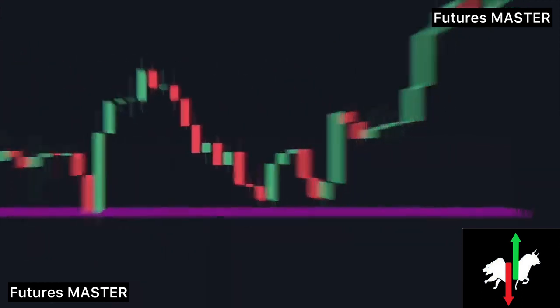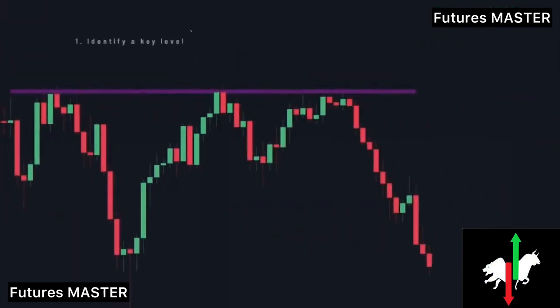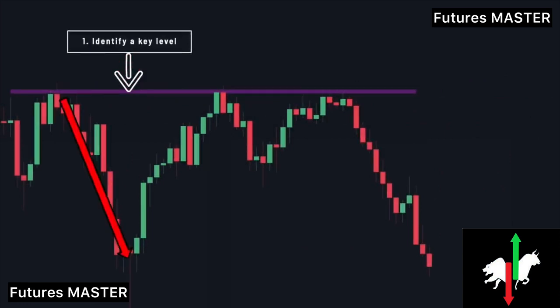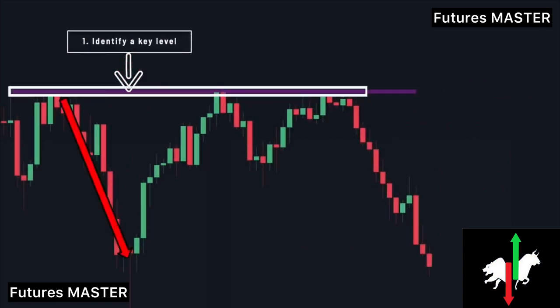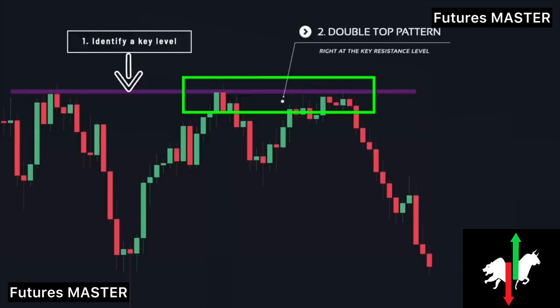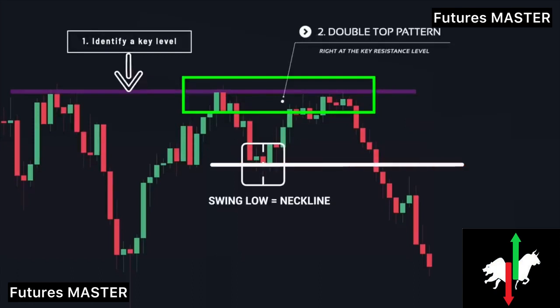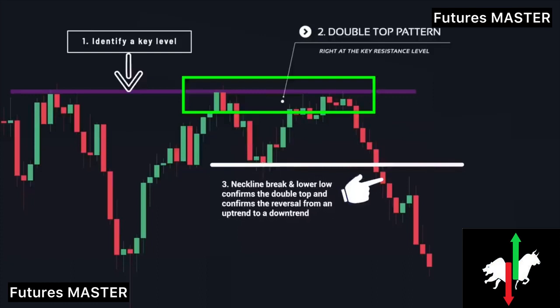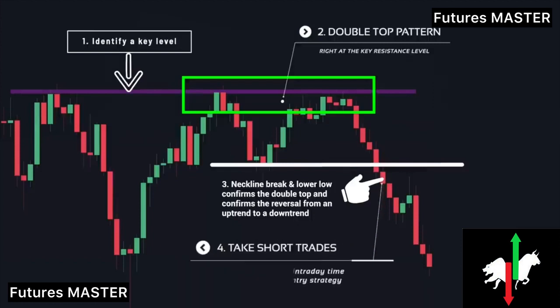Now going the other way. Again, you first need to identify a key level, which you have through this reversal point here, giving you your resistance level. As price comes back up, it creates a double top pattern right at the resistance level. So again, to confirm the double top reversal, neckline placed at the recent swing low here, and once price breaks through the neckline and makes a lower low, your trend change from an uptrend to a downtrend is confirmed, and you would then take trade entries short through the lower intraday timeframes.